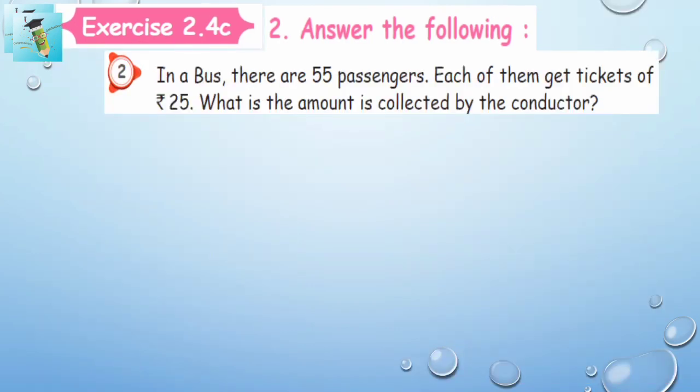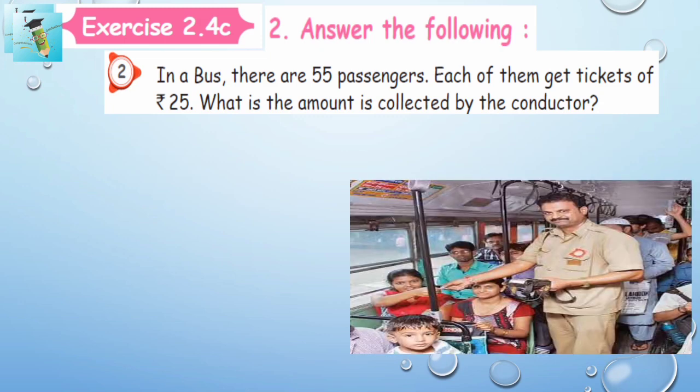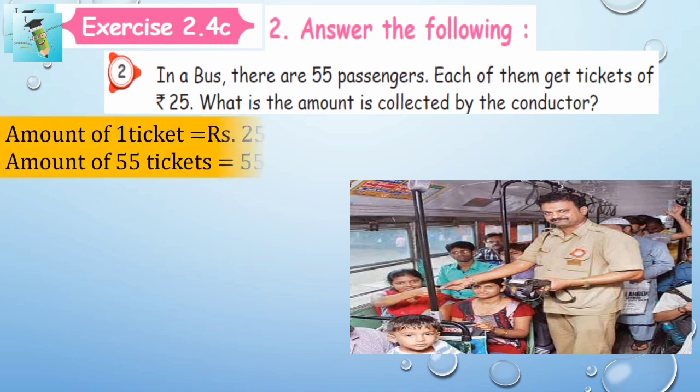Exercise 2.4c, second sum. In a bus, there are 55 passengers. Each of them gets tickets of rupees 25. What is the amount collected by the conductor? So what are they saying? In a bus there are 55 passengers, and each has been sold a ticket worth ₹25. So the question is how much amount the conductor will have. Okay. First, amount of one ticket equal to ₹25. Amount of 55 tickets equal to 55 into ₹25.